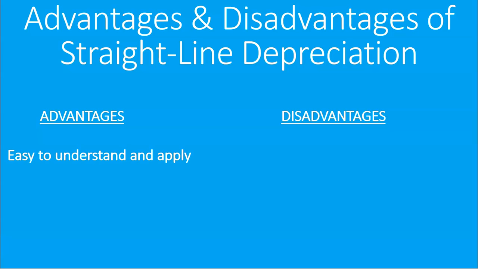When we look at this, under advantages, we see that straight line depreciation is easy to understand and apply. The formula is very, very straightforward, and it is a universal formula that results in the same depreciation expense each year that the asset is in place for us. Okay, so it has the benefit of being very, very simple, easy to use and apply.